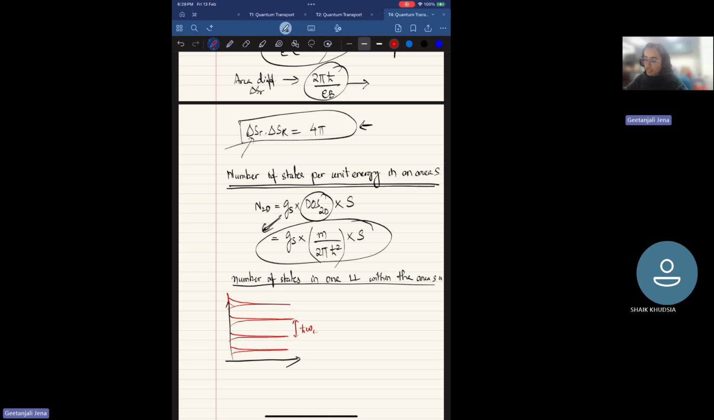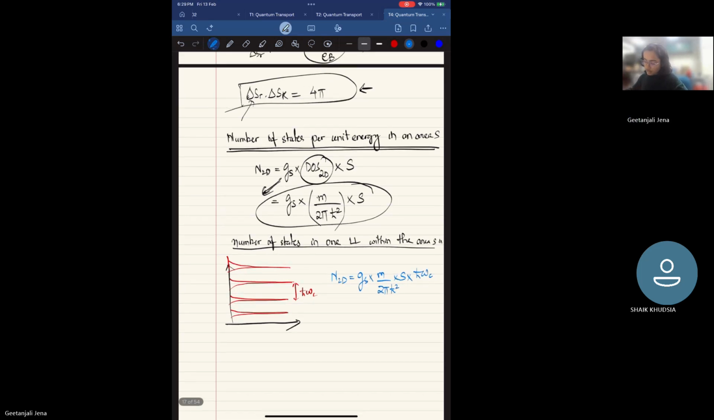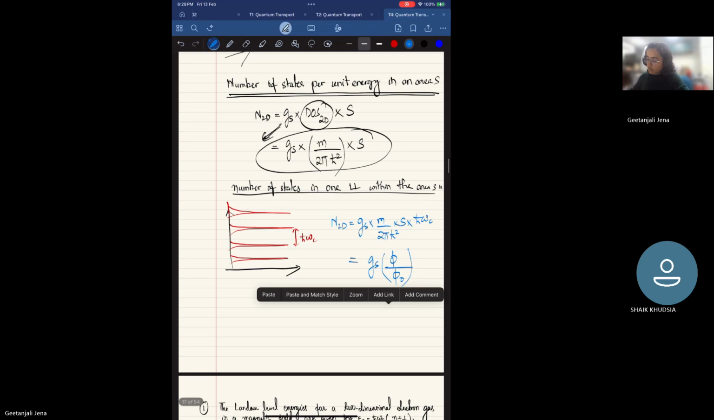So that is why, if you want to find out the number of states in each energy level, we can multiply it with h cut omega c. And this will give, if I'm not wrong, g_s phi by phi 0. Here phi 0 is the quantum of magnetic flux, h by e, and phi is the magnetic flux through this area S.